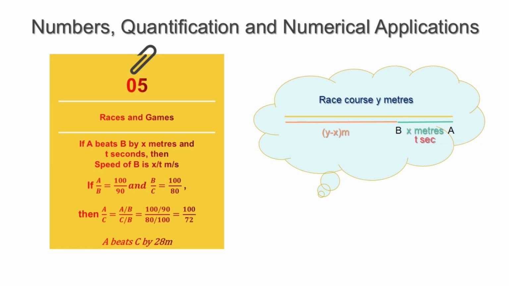Next, races and games. Here, one important point you should remember: if A beats B by x meters in t seconds, then the information you get from that is that the speed of B is x/t meters per second. It will give you the speed of B. From there, you can find out how much time A takes to complete the race. And also, if A beats B by 10 meters or B beats C by 20 meters, when a question like this comes, you have to approach it this way: A/C = A/B × B/C. You can calculate and get the answer as provided in this slide.